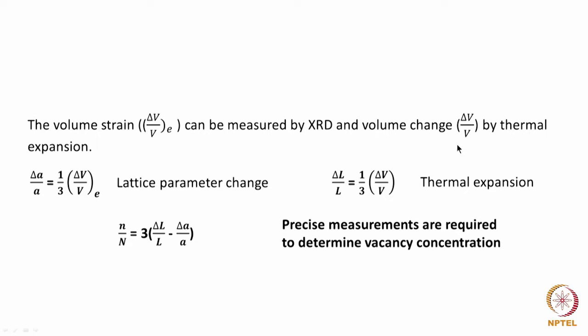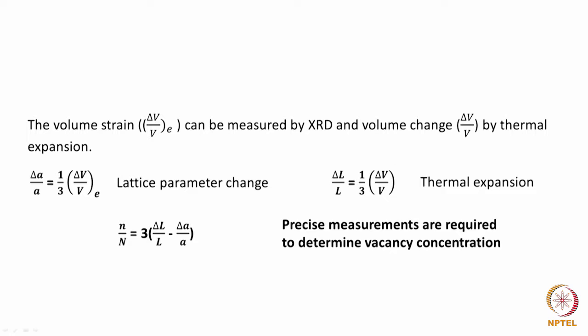So, these are all the terms. Then from elasticity consideration, we know that the lattice parameter change will be equal to 1 by 3 of the volume change in the strain energy term. And similarly, the thermal expansion delta L by L will be equal to 1 by 3 of the volume change which is going to take place in the thermal expansion. So, substituting all these things, we can find out that by measuring delta L by L and delta A by A, we can get information about the concentration of the vacancies.